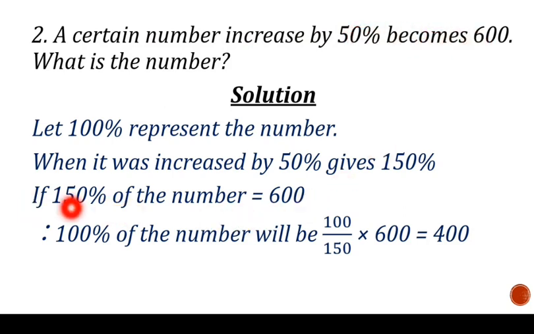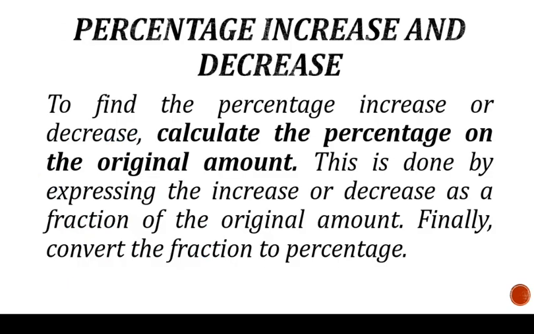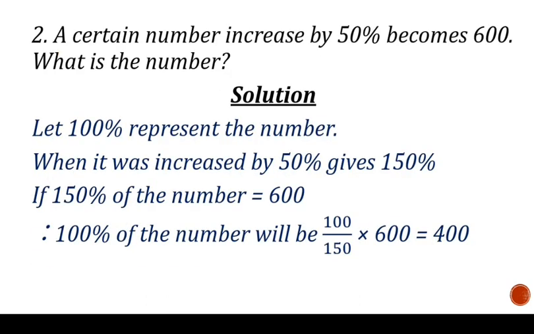That is what we are explaining here. If 150% of the number is 600, so therefore 100% of the number will now be... go back to our explanation there that says we should express the increase or decrease as a fraction of the original amount. Now this is what we are doing here. That means the 100% will now be 100 all over 150, that's the increased amount, over 150 times 600 gives us 400.